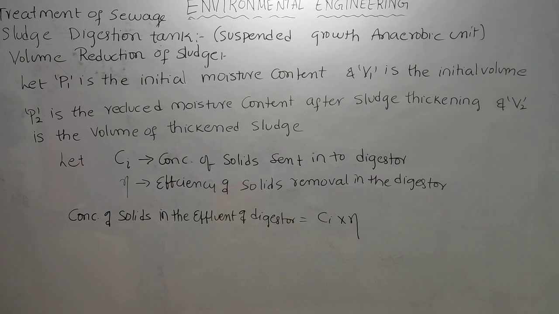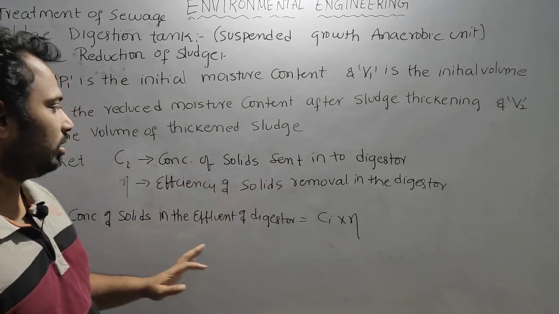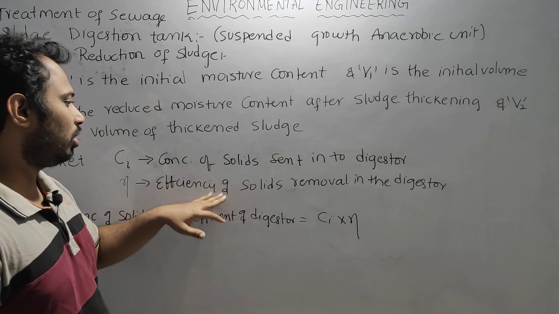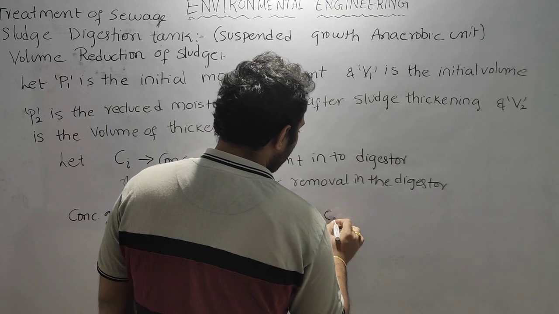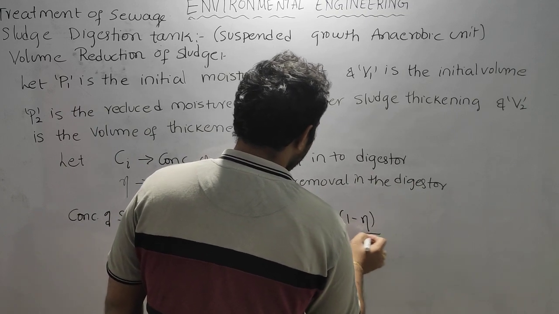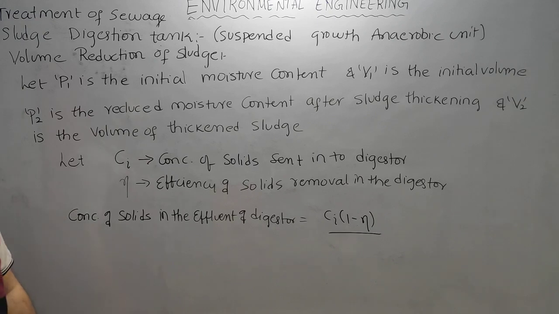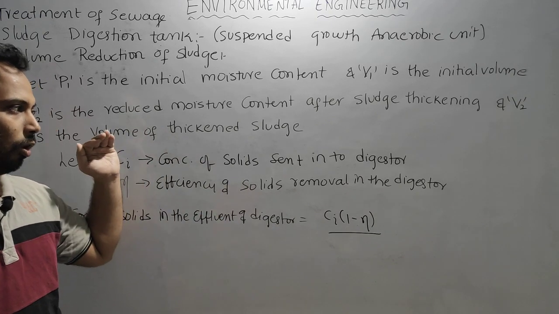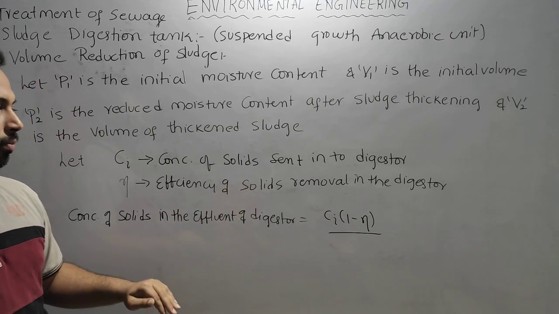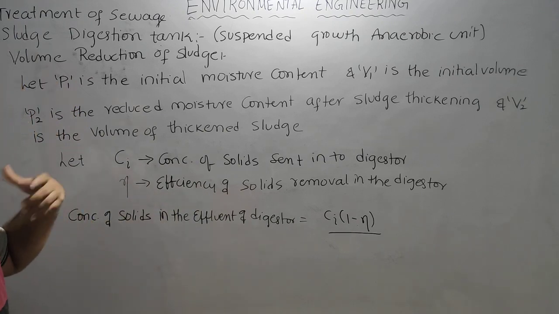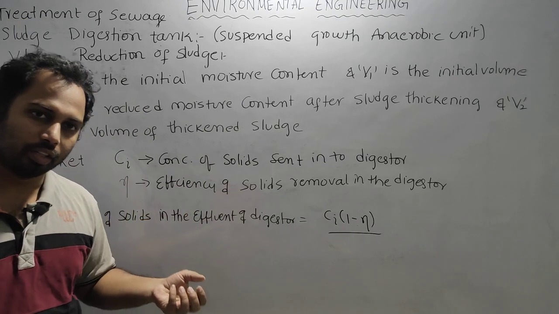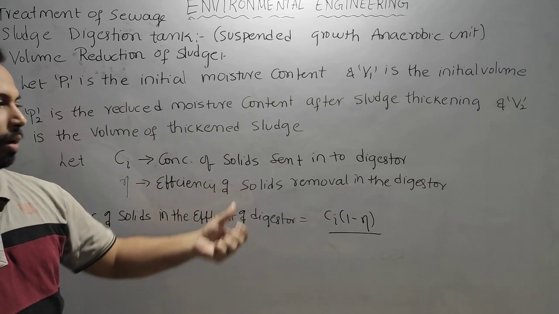So this is the concentration of the solids you are applying into the digester. This is the efficiency of the solids that are removed in the digester, and this is the removed part. And what is the amount of solids that will be present in the effluent? That will be equal to 1 minus this. That means how much solids you are sending into the digester, and what is the efficiency of removal of the solids in the digester, and the rest will come out of the digester in the form of a solid sludge, which we need to apply on the land for irrigation.